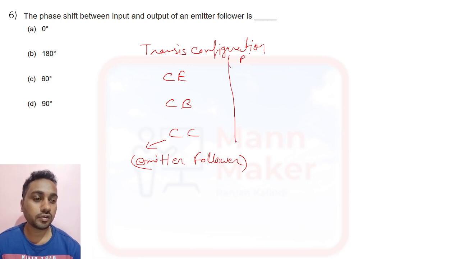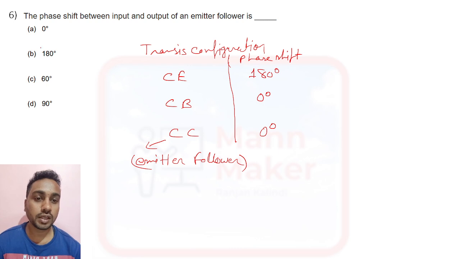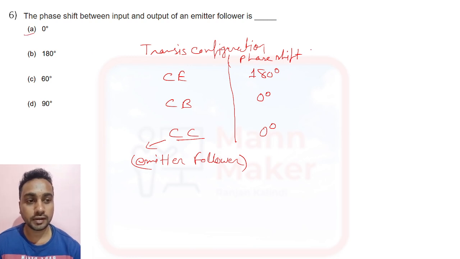Now if we talk about phase shift between input and output, in common emitter it will be 180 degrees. In common base, it is 0 degrees. And in common collector, that is emitter follower, it is 0 degree phase shift. So here our answer will be 0 degree, option A is the right answer.